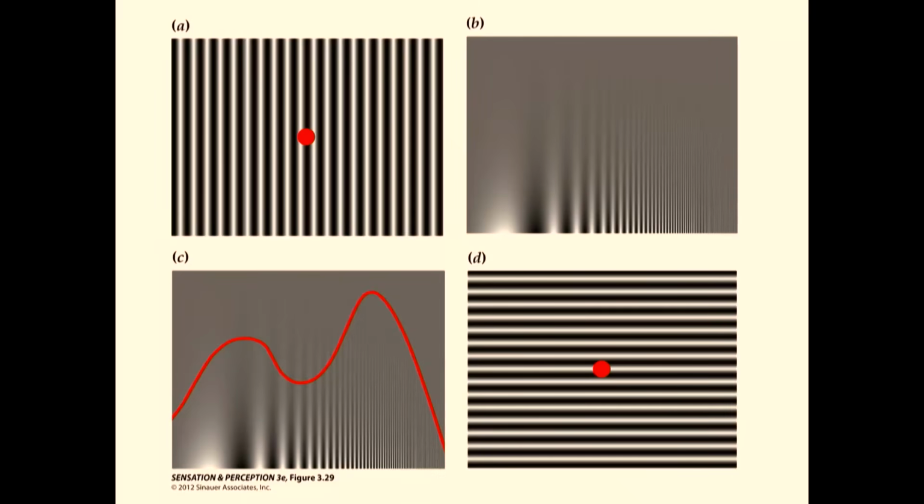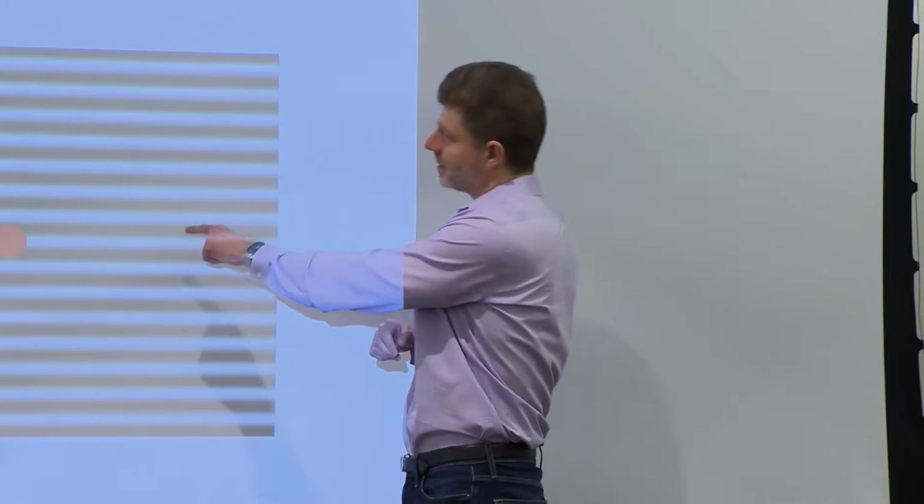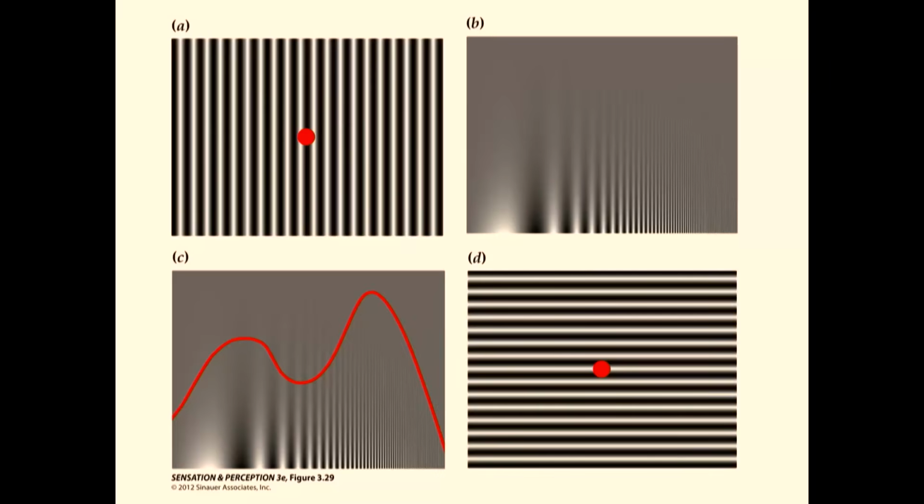Okay, I have an idea actually. What if we adapt to a horizontal orientation of the same spatial frequency and then measure contrast sensitivity with a vertical orientation? Okay? So if the adaptation is occurring in a center surround receptive field, then if you adapt to this, it should transfer to this. Okay? And let's try it.